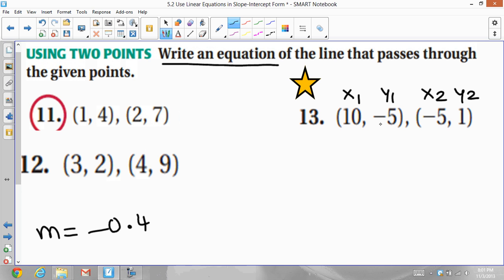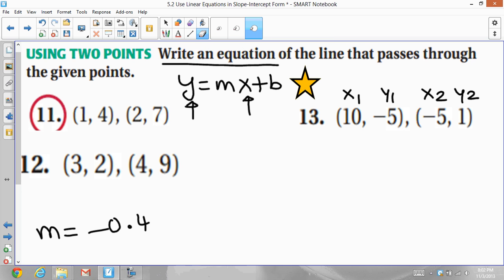Now go back to this question. They are asking you to write an equation. Remember, if they are asking you to write an equation, it has to look like y equals mx plus b, where x can be a variable, y can be a variable, but m and b should change to numbers. You have found out what m is, which is negative 0.4. So using what you have and taking one of the points, this is your second step. For the second step, you need to find what b is.